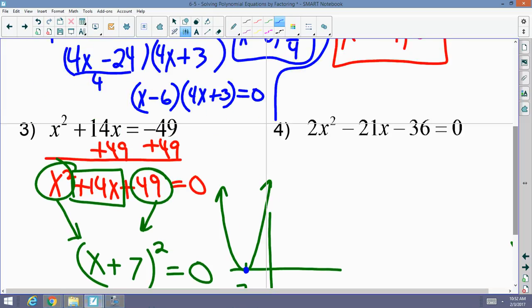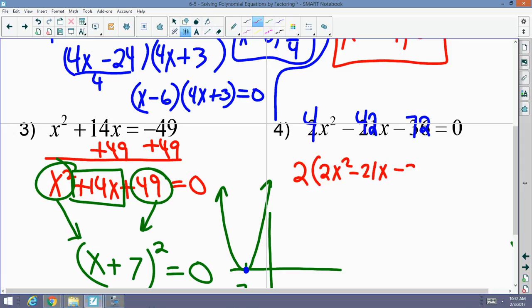Now, how about this one? You know what I want to do first, though? Because I want to make sure I address the question that my boy had asked. Make that a 4, make that a 42, and make that a 72. I know, I obviously multiplied by 2. But the reason I want to do this is for the GCF. Let's talk about the GCF because it's important. I can take a GCF out of 2, then be left with 2x squared minus 21x minus 36.